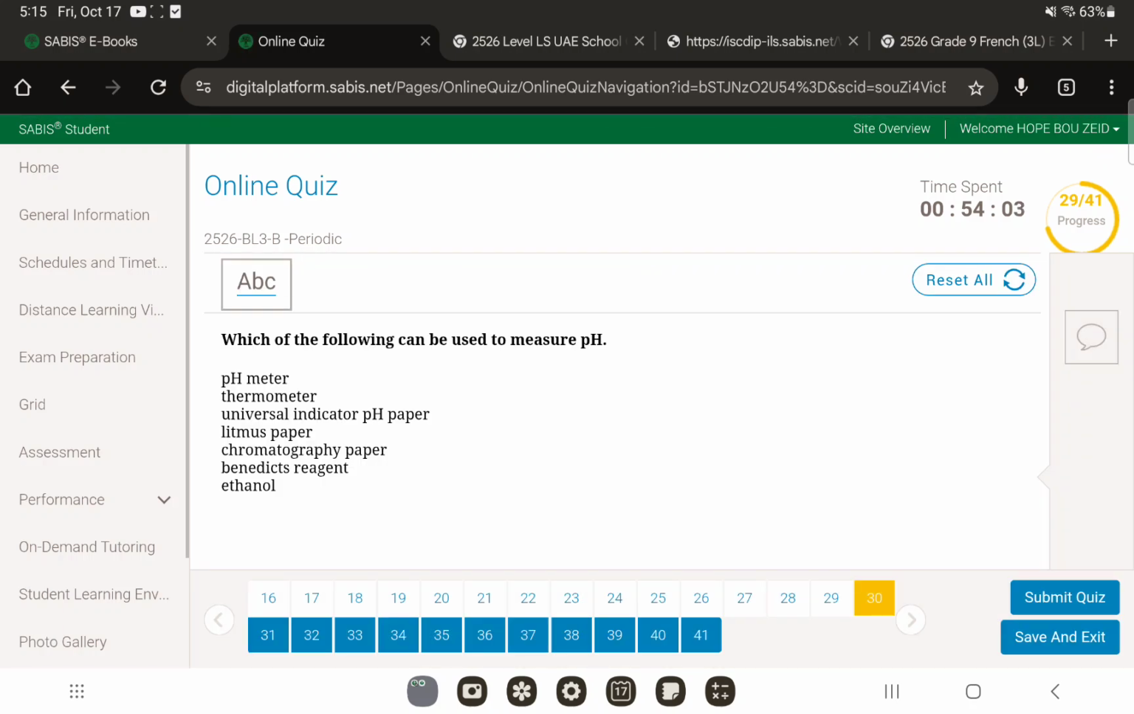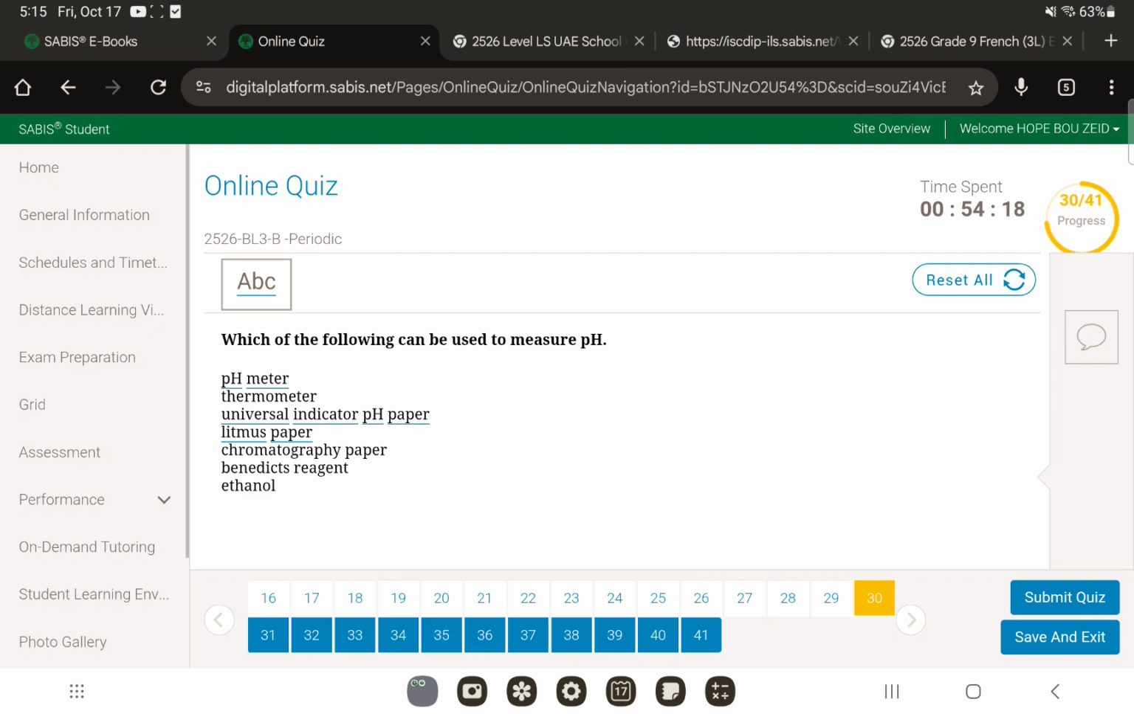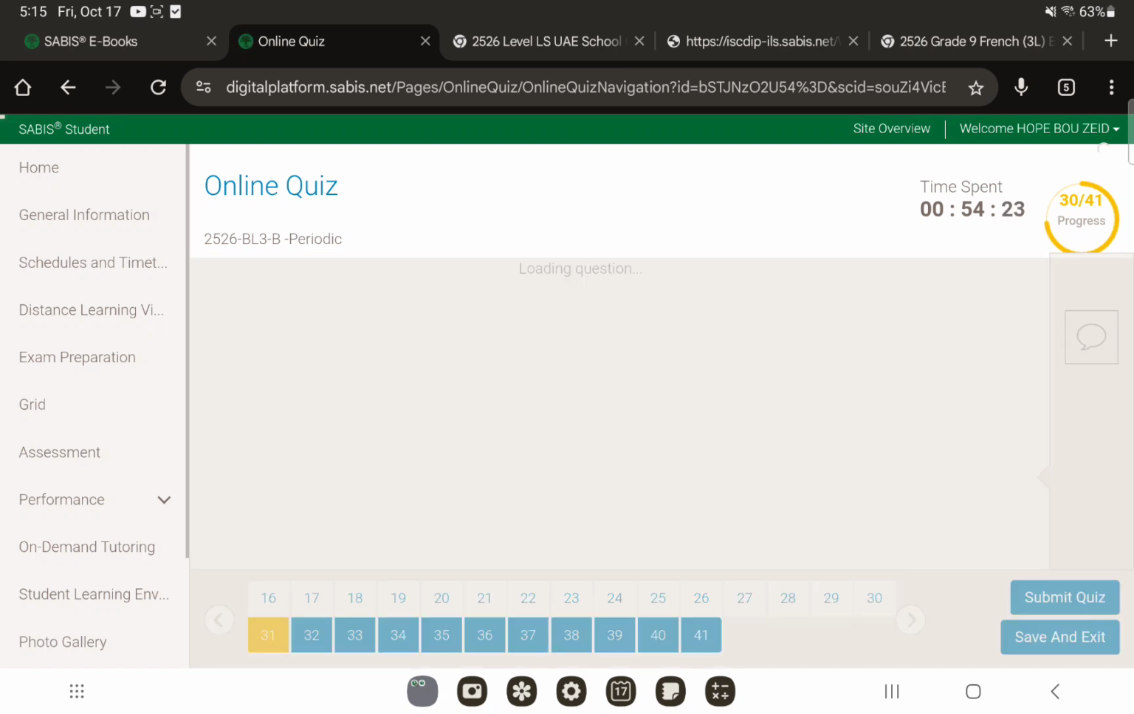And which of the following can be used to measure pH? pH meter, universal indicator pH paper, and litmus paper. Just checking if that was it. That is it. Honestly, it's pretty self-explanatory. pH meter, universal indicator paper, and litmus paper, and that's it.